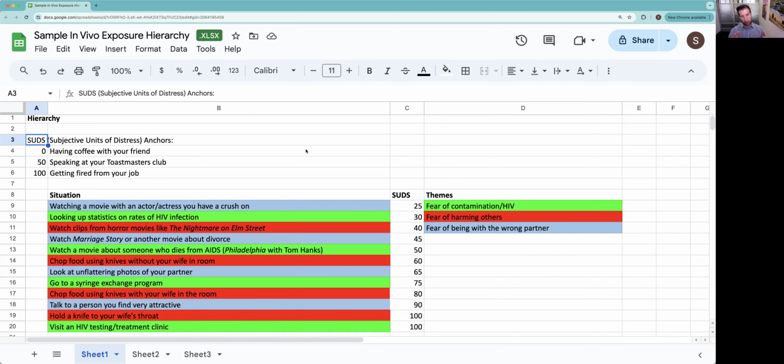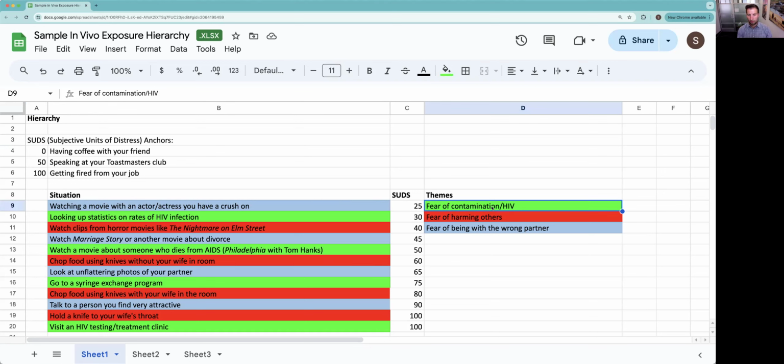So we create those anchor points because as we actually move through and confront the rest of these exposures here, the subjective units of distress for the things relative to OCD will likely actually change to some degree, whereas these anchor points will not change. So of course, even if you go through ERP treatment for OCD, getting fired from your job is still likely to bring up a lot of distress. Okay, so let's dive into our actual hierarchy here.